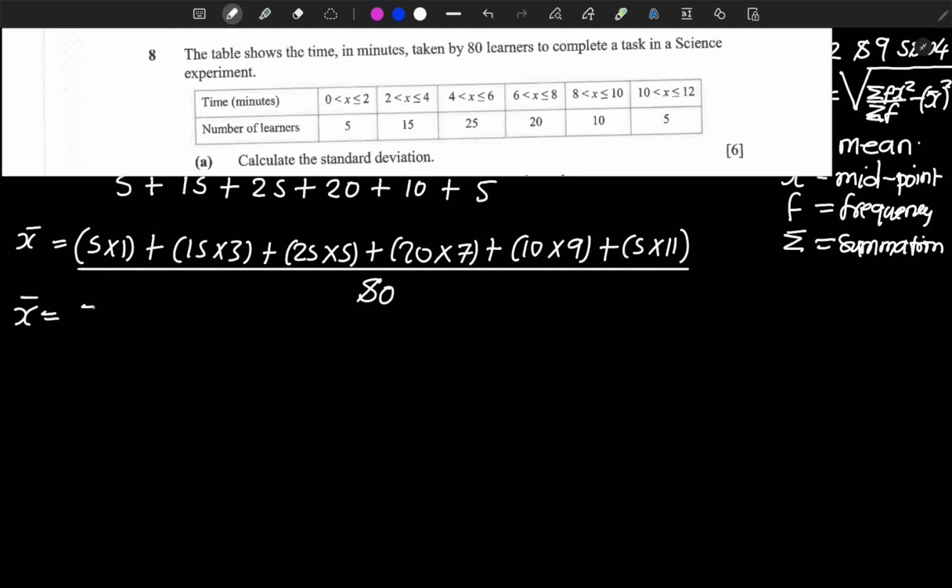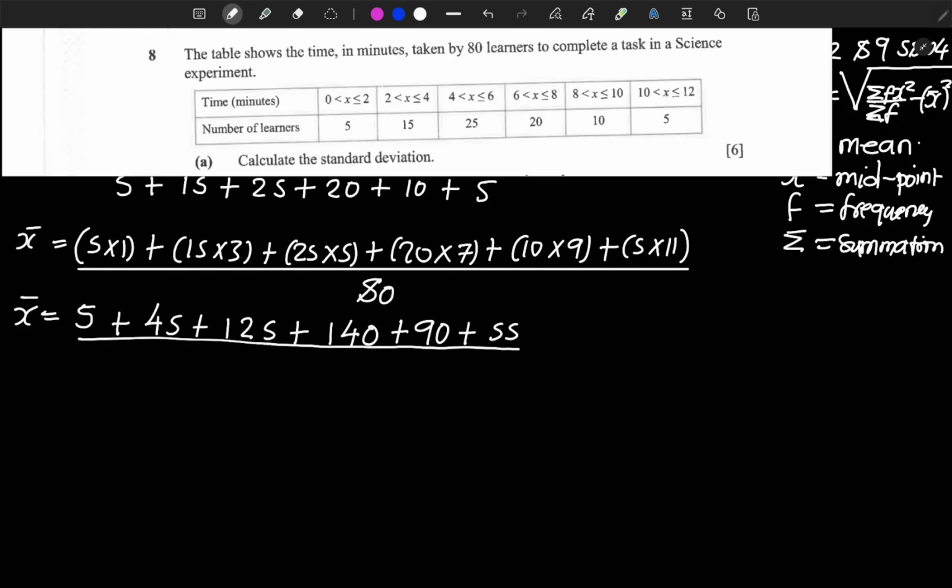So 5 times 1 is 5, plus 15 by 3 is 45, plus 25 times 5 is 125, then 20 times 7 is 140, 10 times 9 is 90, plus 55, over 80.